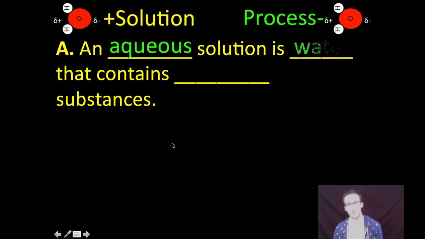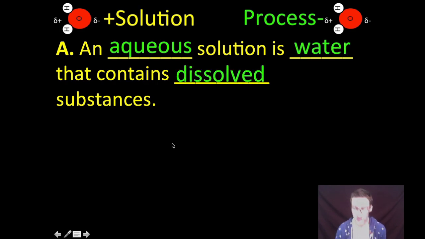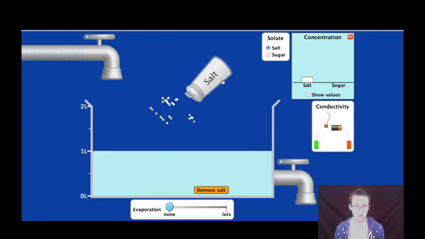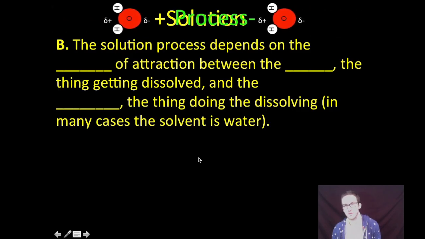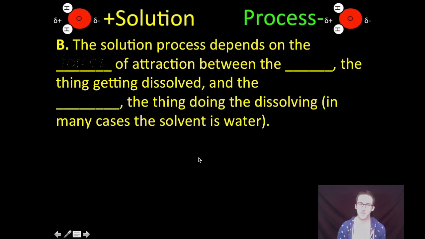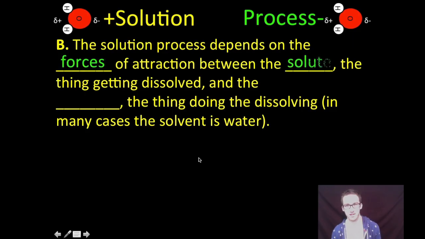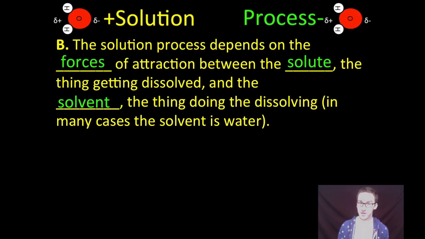An aqueous solution is just water that contains dissolved substances. Water, substance, dissolved. Now, the solution process depends on the forces of attraction between the solute, or the thing getting dissolved, and the solvent, the thing doing the dissolving. And in many cases, the solvent we're talking about is water. It's often called the universal solvent because it dissolves so many things. Not everything, but a lot of things.